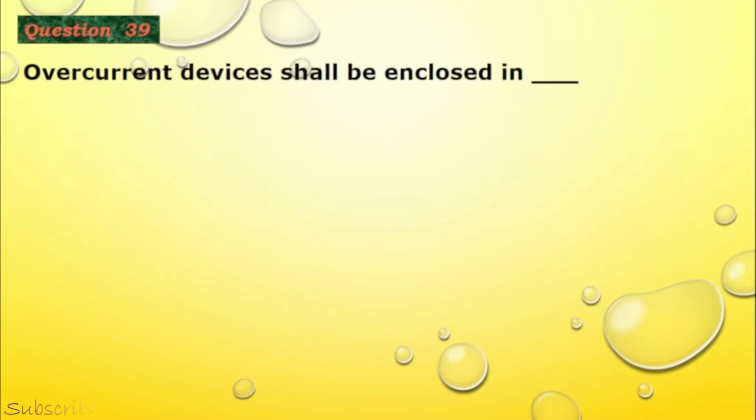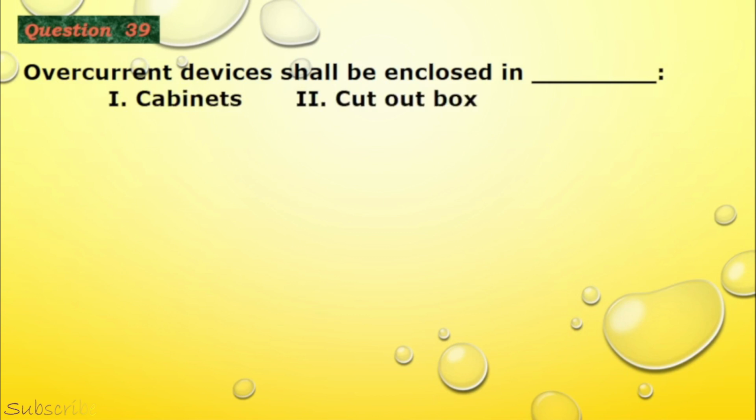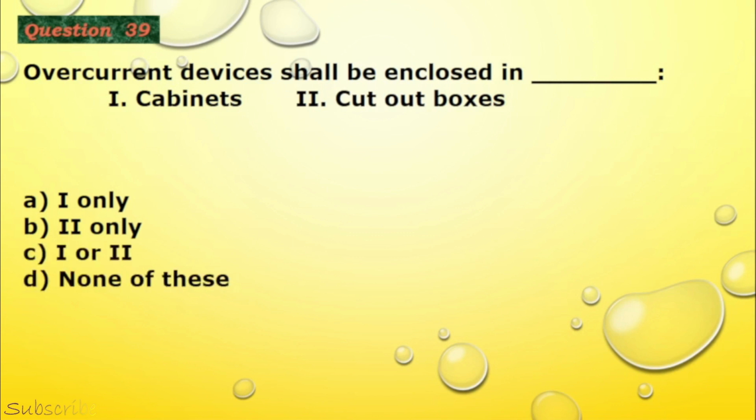Question number 39. Overcurrent devices shall be enclosed in blank. 1. Cabinets. 2. Cut-out boxes. A. 1 only. B. 2 only. C. 1 or 2. D. None of these. The correct answer is letter C. 1 or 2.